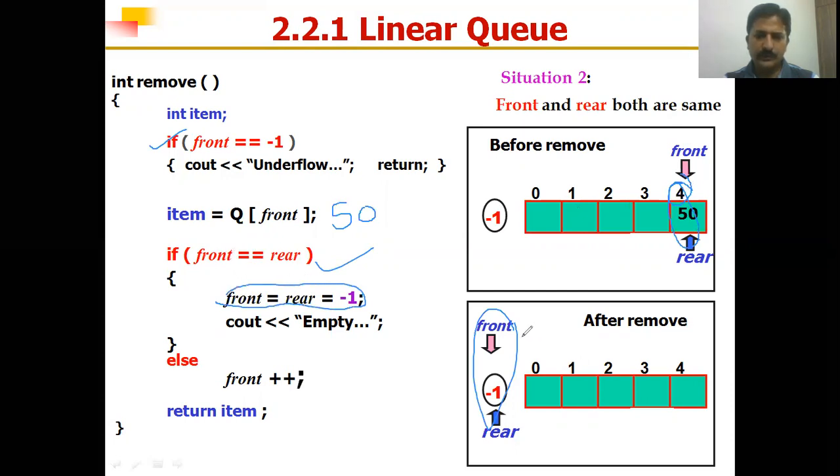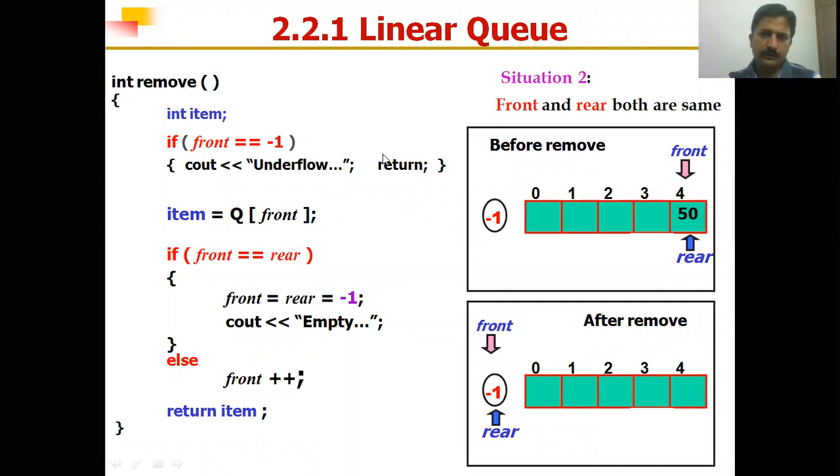That means you have set front and rear both to -1, and Q has become empty. So you display the message that Q has become empty. Because the if condition is true, it will not go to else. It will come to the last statement and return the element that has been removed. So this is how the remove operation will work when front and rear are both the same.